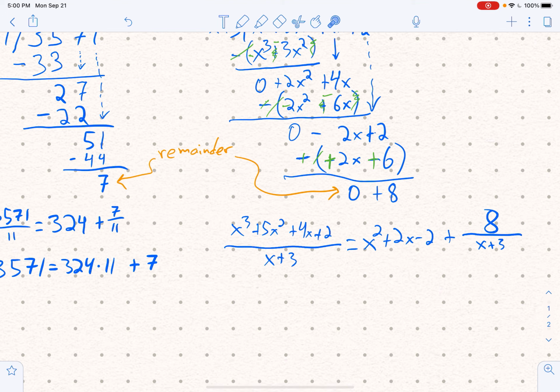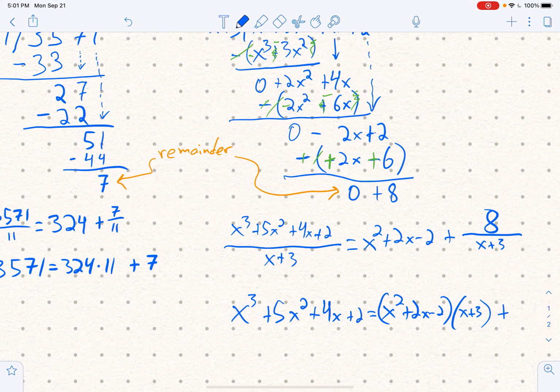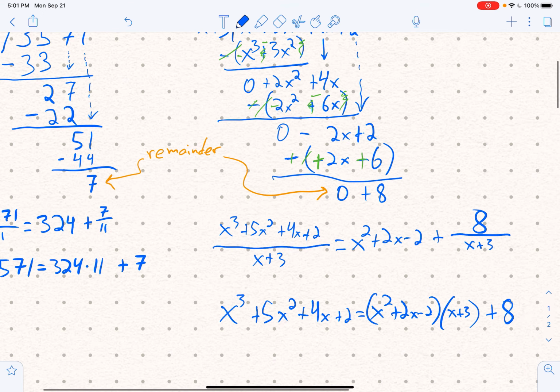And we can do it similarly here. Another way to think of this is a way of rewriting this guy on the top, that polynomial on the top. This work that we've done shows that x cubed plus 5x squared plus 4x plus 2 is equal to x squared plus 2x minus 2 times x plus 3, and then plus that remainder of 8. So if you were to carry out this long division and give me either this or this as a final statement of your work, I would accept either one.